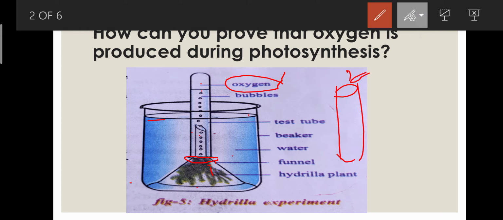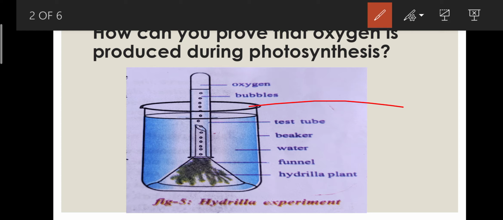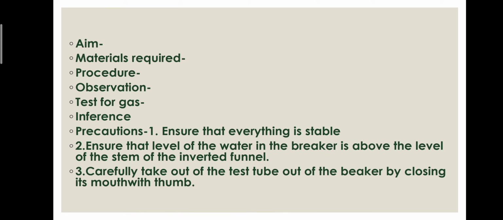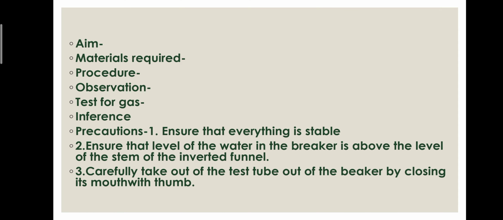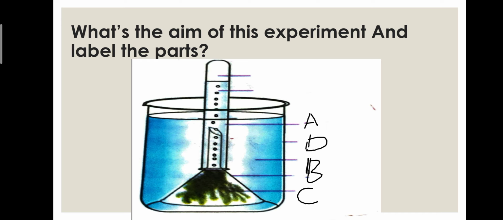So inference, this shows that oxygen is evolved during photosynthesis. So what are the precautions we have to take? Ensure that everything is stable. That means we did not move anything. And ensure that the level of the water in the beaker is above the level of the stem of the inverted funnel. Then carefully take the test tube out of the beaker by closing its mouth with our thumb.